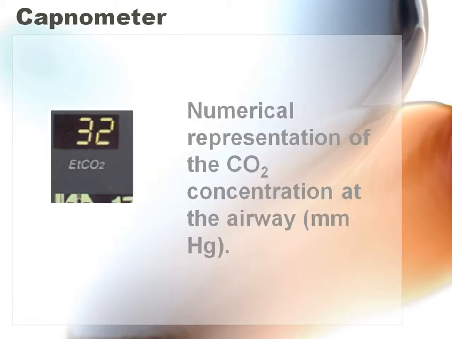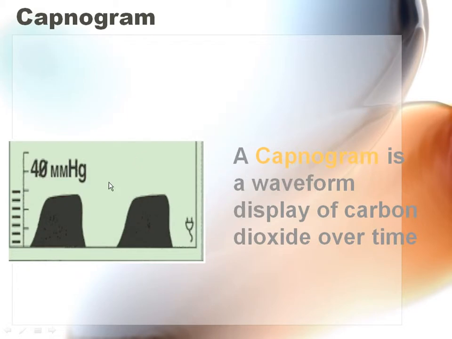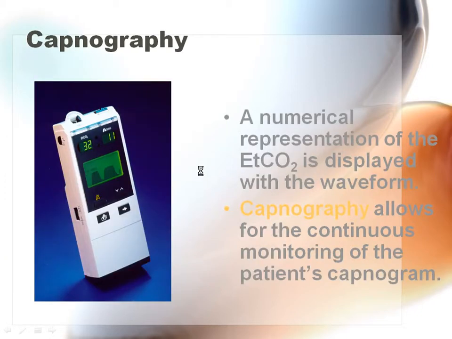So here's our capnometer, the actual numeric reading. Again, we're kind of sitting here saying, oh, you've got an end tidal of 32. Versus the capnogram, now we're actually watching an actual waveform being displayed. Then, of course, we get a numeric. Of course, we've got a measurement here of our numerical reading. So with capnography, again, we have numerical representation and it monitors a waveform and so forth.